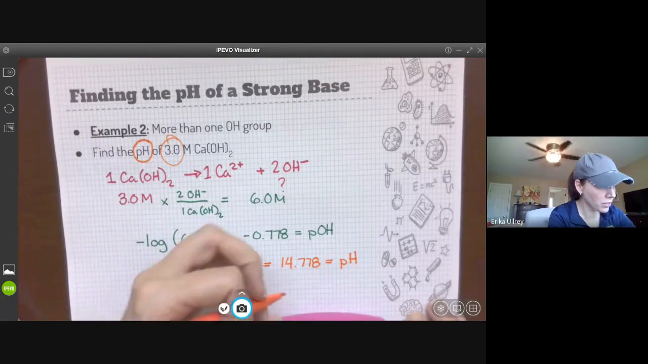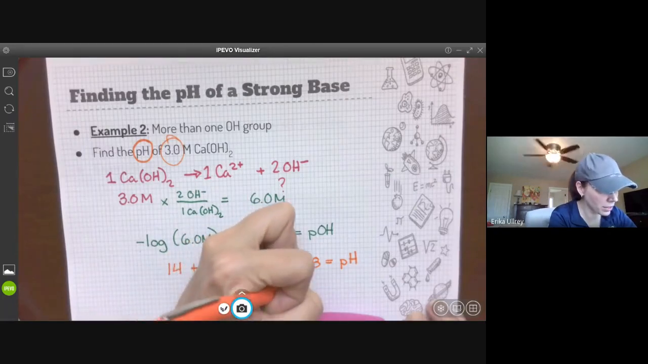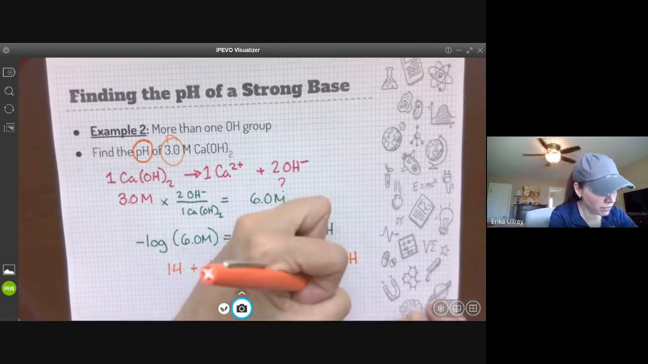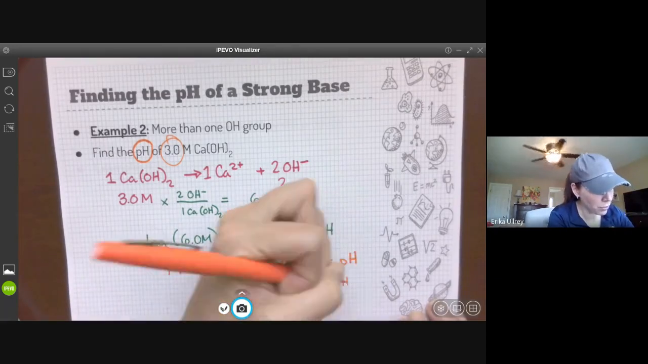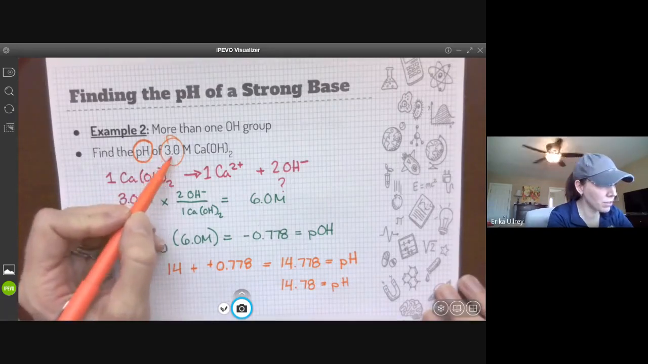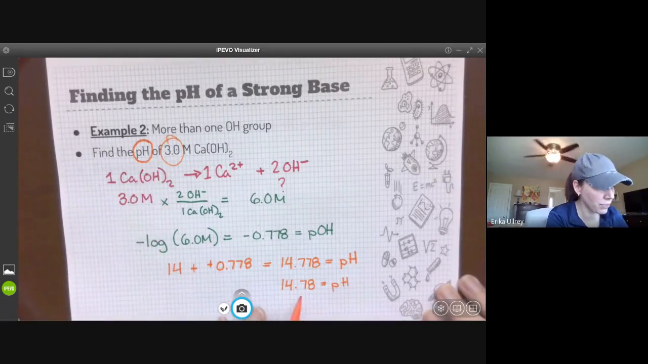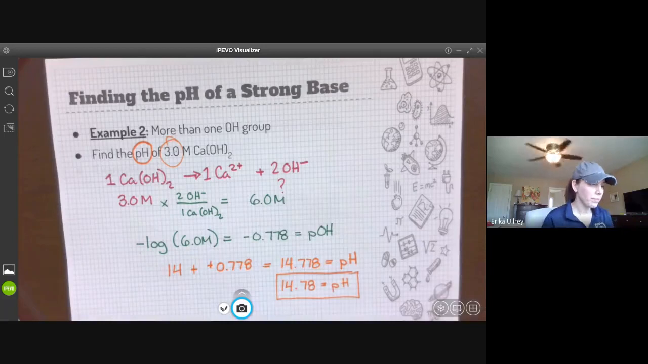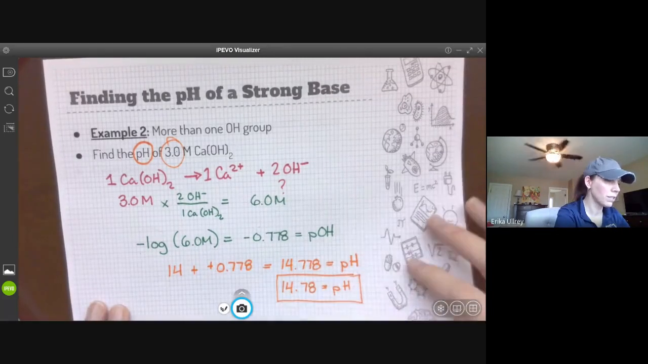So then we'd actually round this to 14.78. Something weird with significant figures and pH. With pH, the numbers in front of the decimal don't count into our total of significant figures. We only look at the decimals behind. So we had 2 significant figures in our starting value, so we'd keep 2 decimal places on this pH as our final answer. All right, there we go. So that's how we do strong bases.